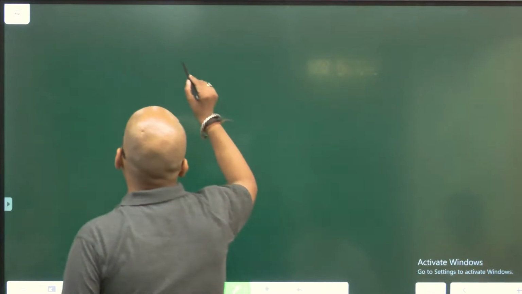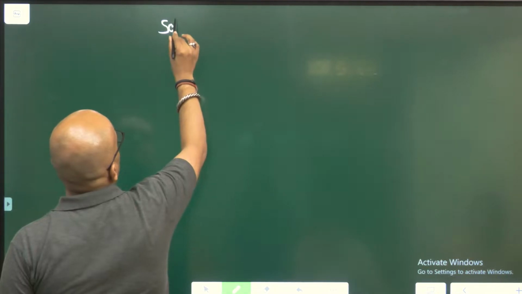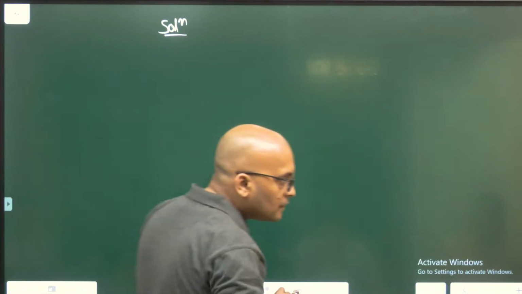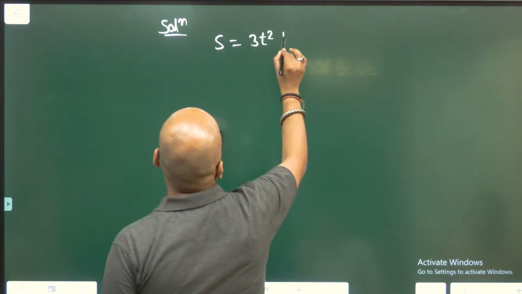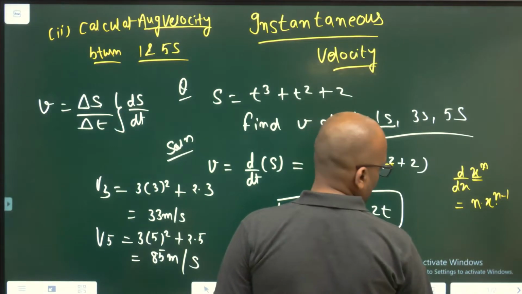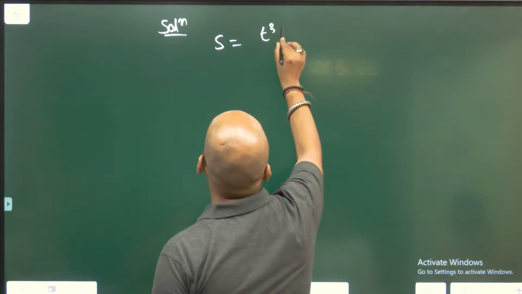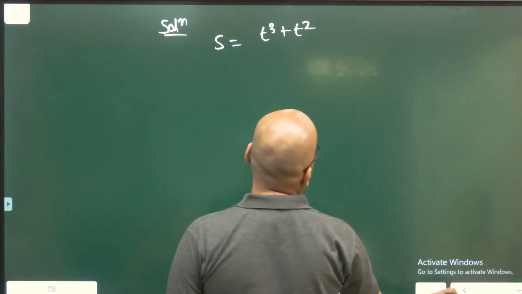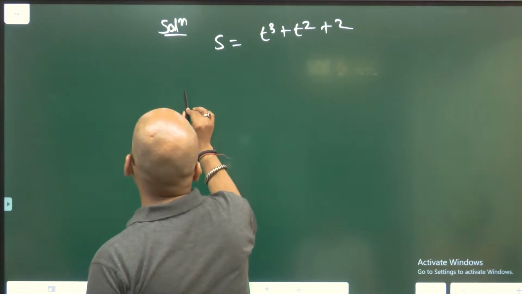Okay, I am solving. What was the value of S? What was the value of S? Yeah, S. The displacement will be 3t square plus 2t, and we will equate the value of 5 and 1. It was t cube plus t square plus 2. I need to calculate average velocity.